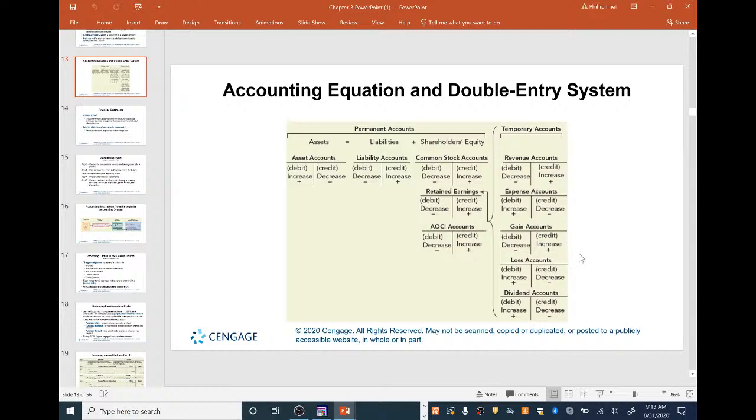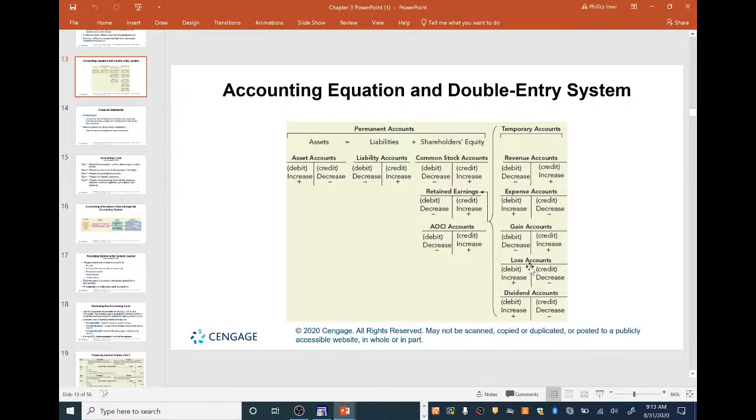Okay, now let's look at the loss accounts. To decrease a loss account, we credit it. To increase the loss account, we debit it. Okay, let's look at the expense account here. Remember, losses and expenses, that's going to be money going out, right? That's money that's going to reduce our net income. So let's look, expense accounts, to increase the expense account, we debit it. To increase the loss account, we debit it. Same thing, to decrease the loss account, we credit it. To decrease the expense account, we credit it.